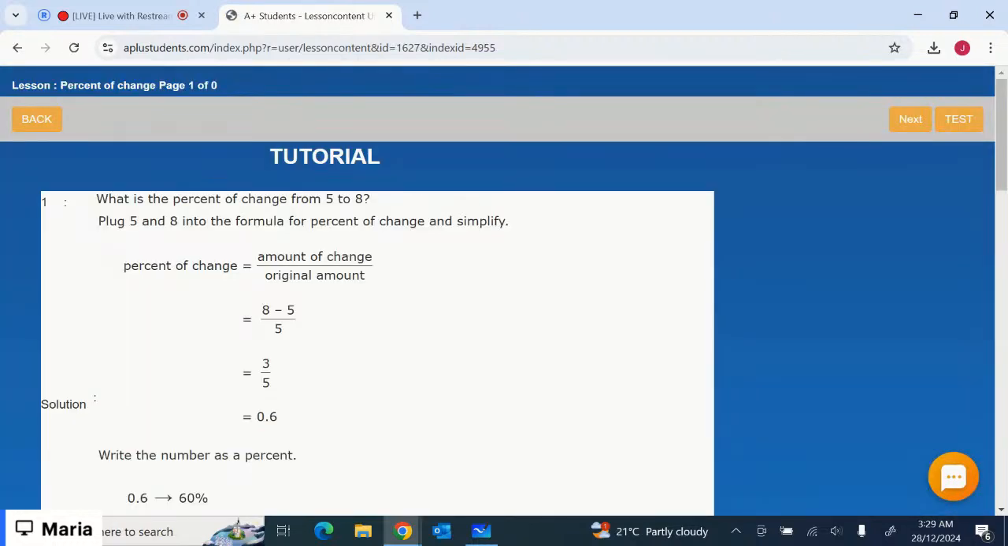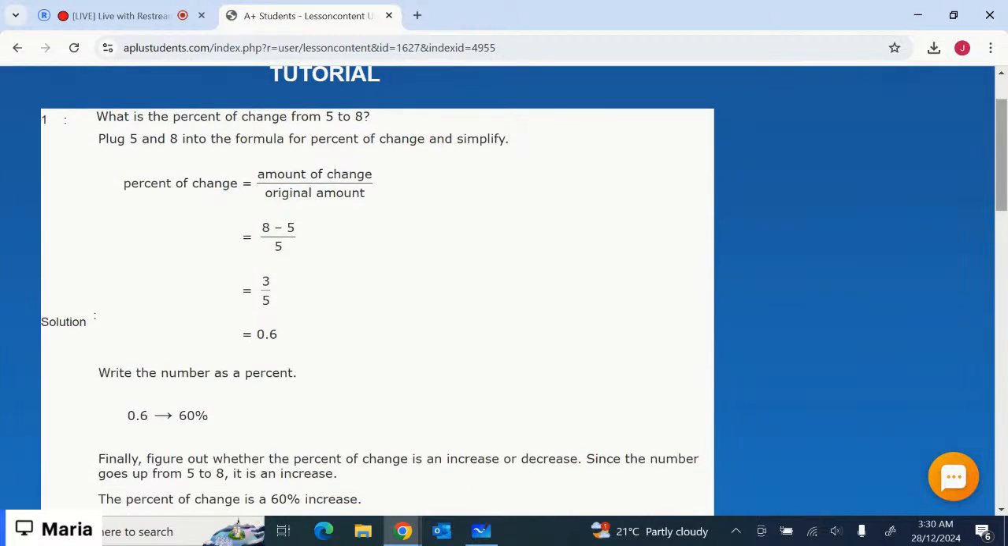What is the percent of change from 5 to 8? So, how do you calculate the percent of change? The percent of change is the amount of change, here changing from 5 to 8. That means it is increasing. So, 8 minus 5, how much increasing? 3, and 3 divided by 5 is 0.6. You need to calculate the percentage, so that is 60%. The correct option is 60%.